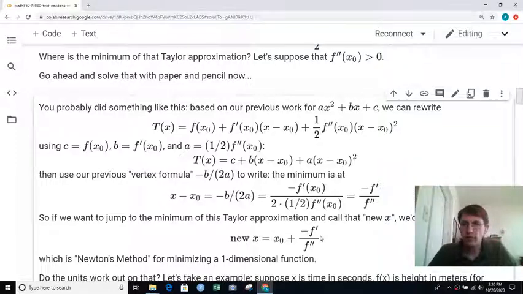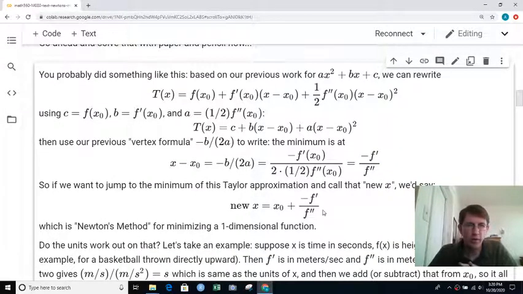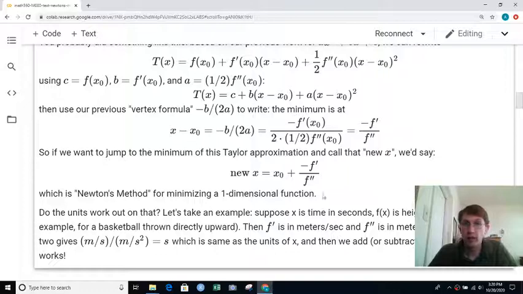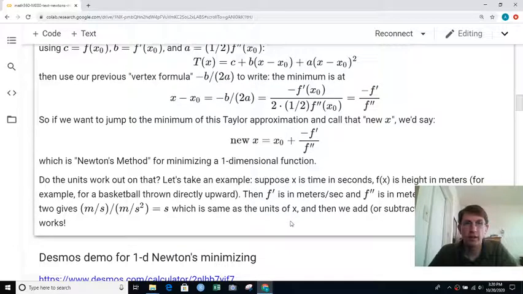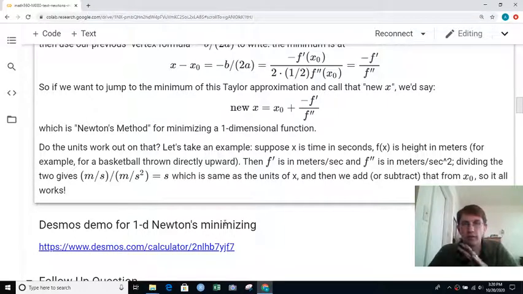It's always good to ask, did the units work out? And before, when we were doing gradient descent, we said the units didn't quite work out unless you did something funny with the multipliers. But this time they all work out, so I'll let you read about that in your own time. And then let's do a quick demo of what this looks like for one-dimensional minimizing.